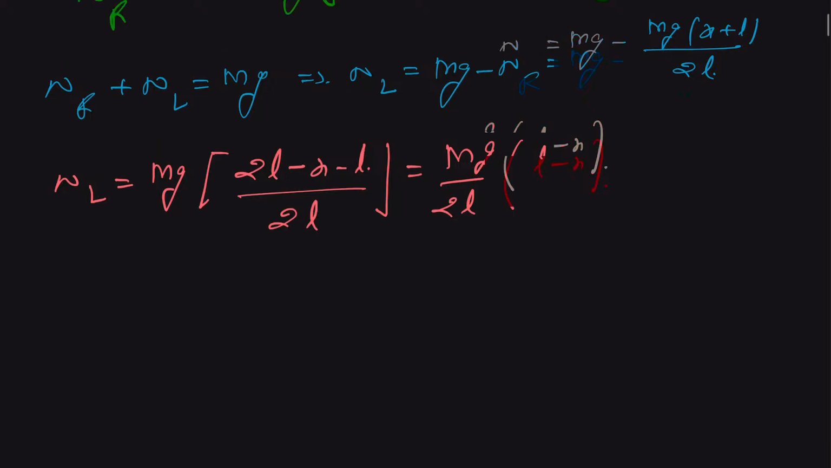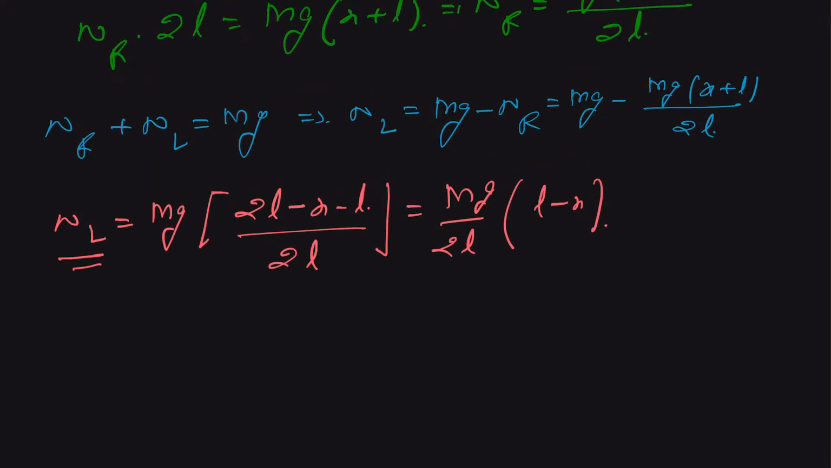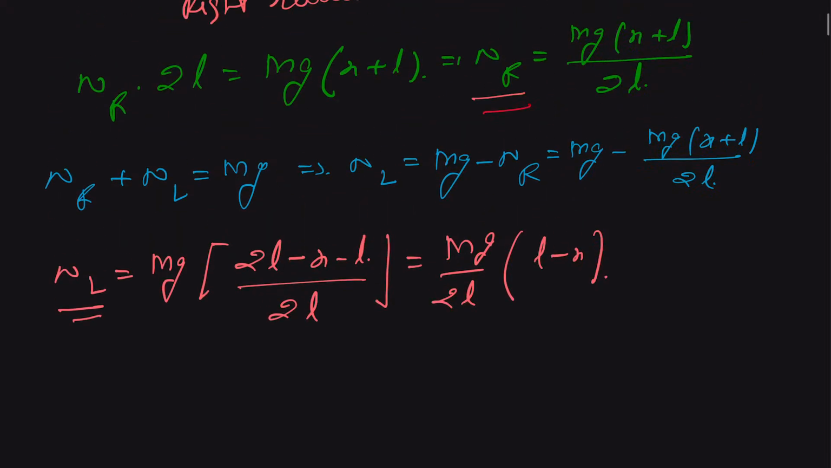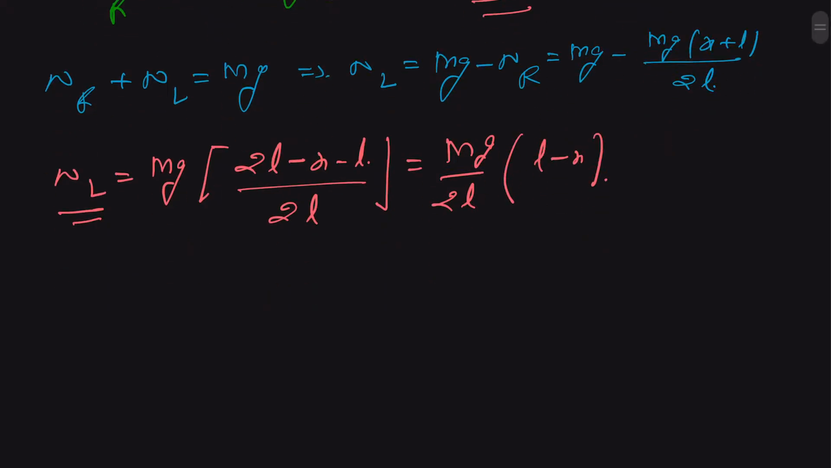So we got the normal equations towards the left as well as towards the right. It means when x is equal to 0, we can say that our normal toward the left will be equal to normal to the right, and they both will be equal to mg by 2.